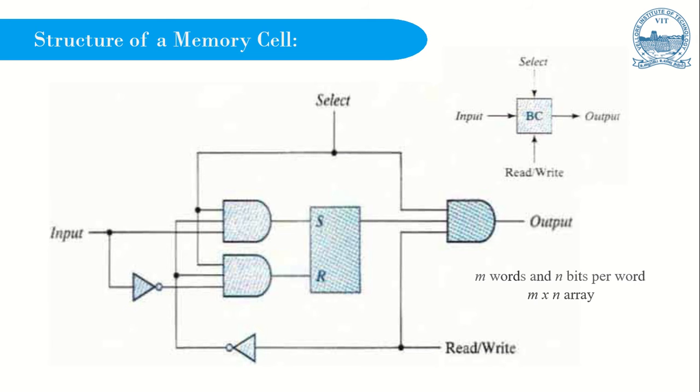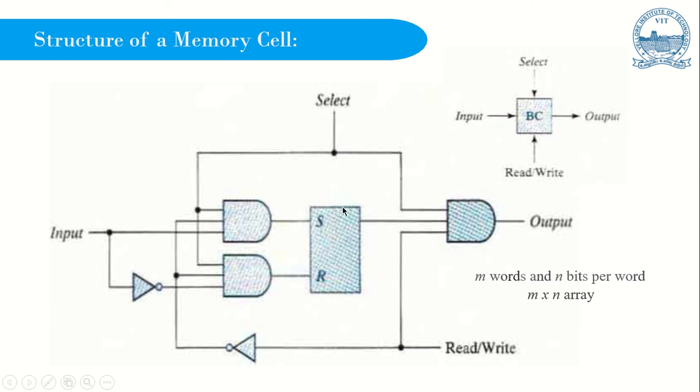Now, when it comes to memory, the basic operations we can perform are that either we can read data from the memory or we can write data into the memory. To perform a read or write operation, the particular memory cell or memory location must be selected. So apart from the input and output, we need three different control signals: select, which selects a particular memory location, and then the read and write commands.